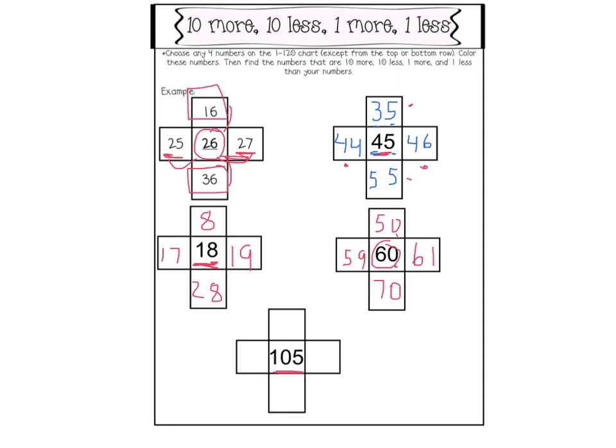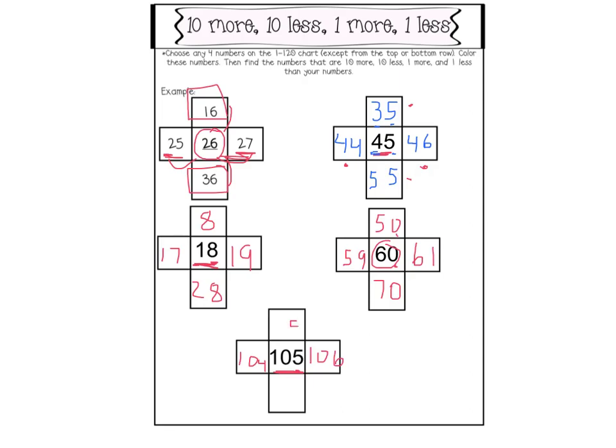And the last one, we're going to start with the number 105. Why don't you pause your video and see if you can find out what's 10 more, 10 less, 1 more, and 1 less. All right, let's check it out. We're at 105. 1 less would be 104 because 1 less than 5 is 4. If we want 1 more than 105, it would be 106. All right, are you ready? What is 10 less than 105?